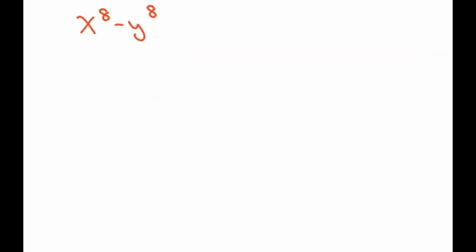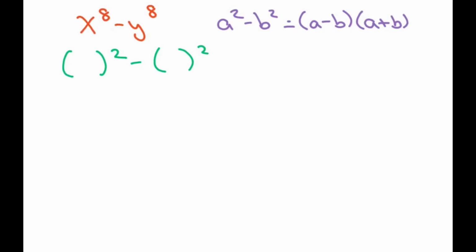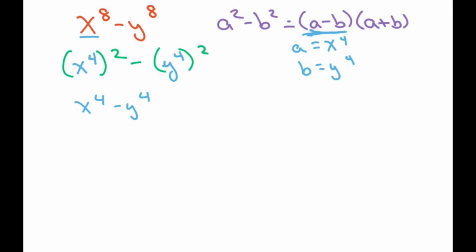And the last one is this one. I'm going to use the same formula, the difference of squares. A squared minus b squared equals a minus b times a plus b. So I want to do the same thing. I want to have a square here and a square here. So in this case, my a is going to be x to the 4th. So x to the 4th squared is x to the 8th. And similarly, this would be y to the fourth. So my a equals x to the fourth, and my b equals y to the fourth. So I'm going to use this formula. So I have x to the fourth minus y to the fourth times x to the fourth plus y to the fourth.